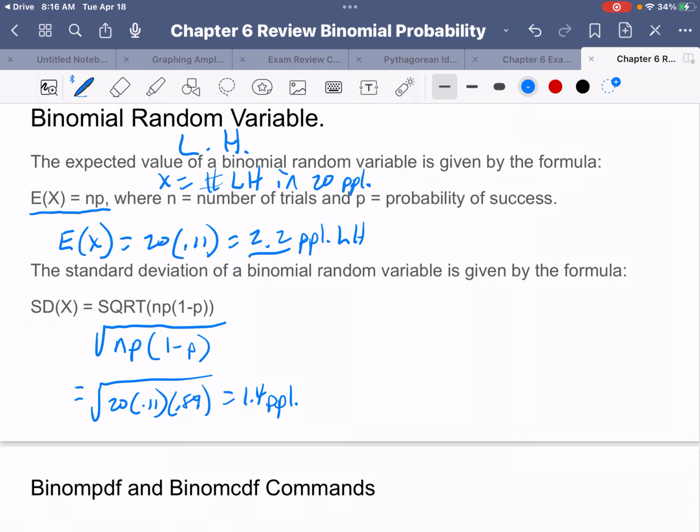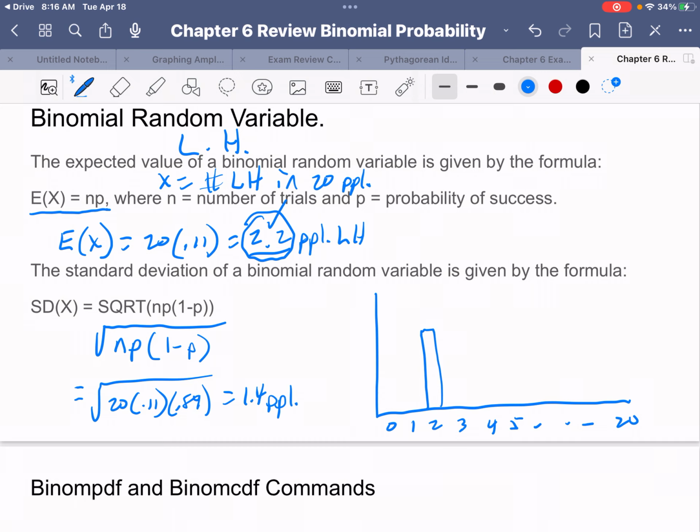Okay, all right, now let's think about this in terms of a distribution. We expect about 2 people to be left-handed. If I randomly select 20 people, I could find 0 lefties, 1 lefty, 2, 3, 4, 5, all the way out through 20 lefties. Well, since we would expect about 2 out of 20 to be left-handed, that would be the most probable outcome. And anything close to 2 people would probably also be a fairly good chance.